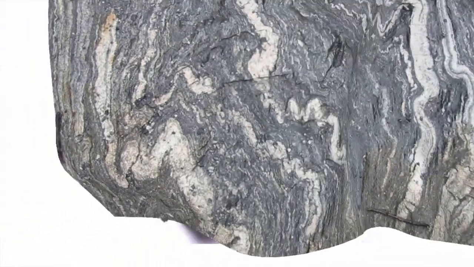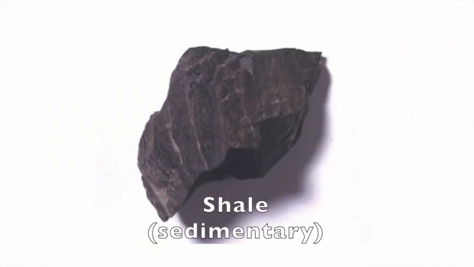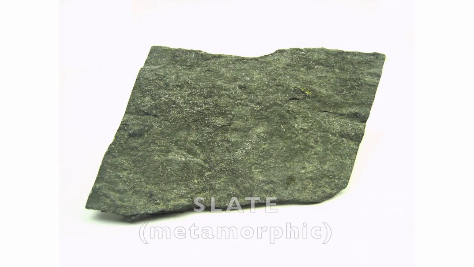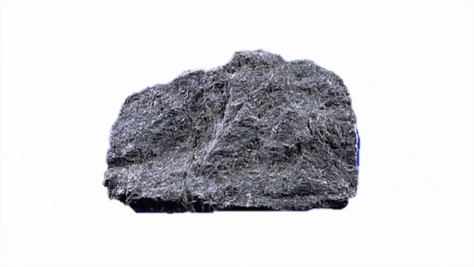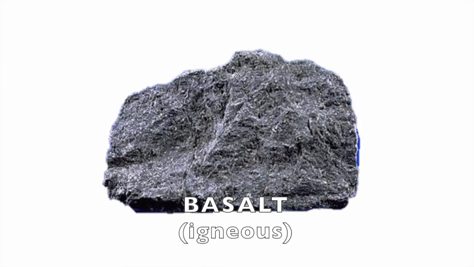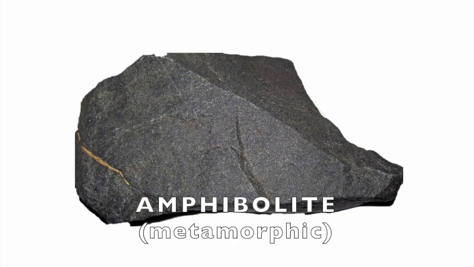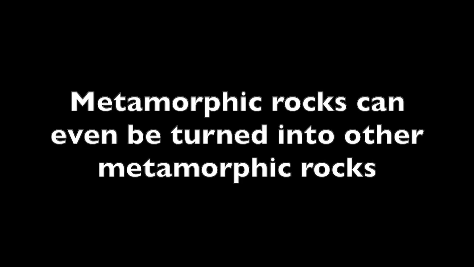Any type of rock can become a metamorphic rock. Here are some examples. If the sedimentary rock shale is exposed to heat and pressure over billions of years, it can turn into slate through metamorphosis. Slate is, of course, a metamorphic rock. If the igneous rock basalt is subjected to high temperatures, it can be transformed into amphibolite, which is a metamorphic rock. Metamorphic rocks can even be changed into other types of metamorphic rocks.